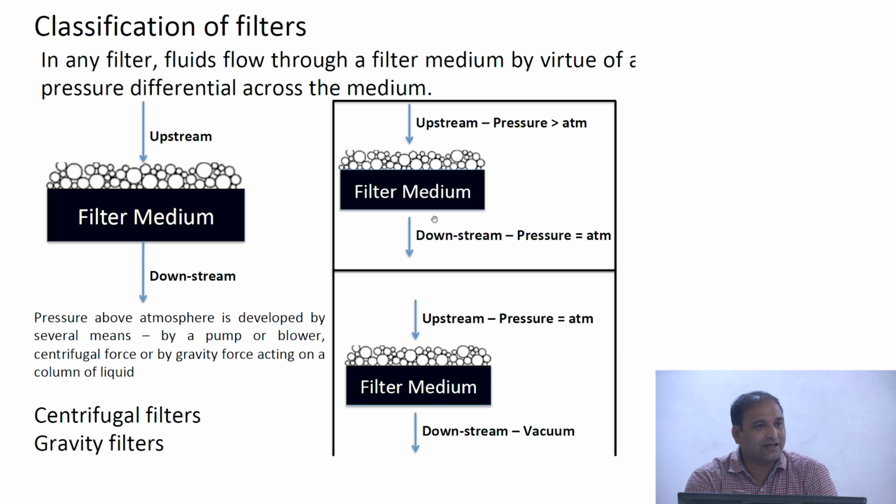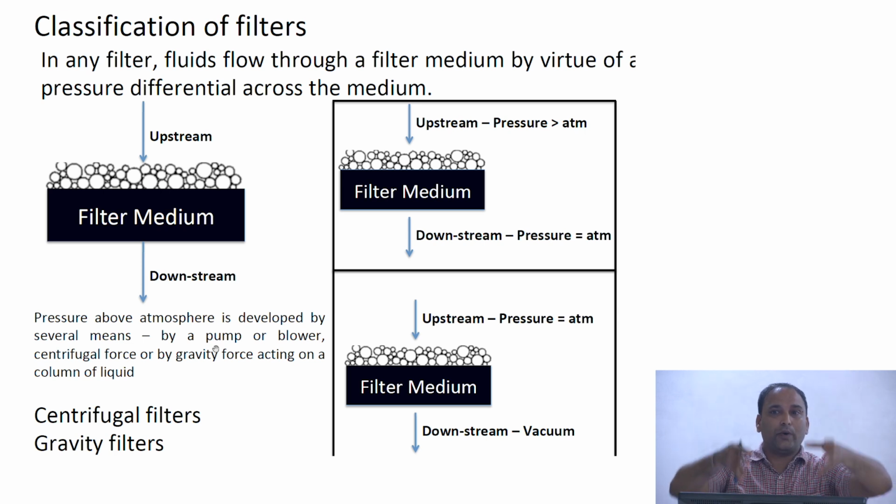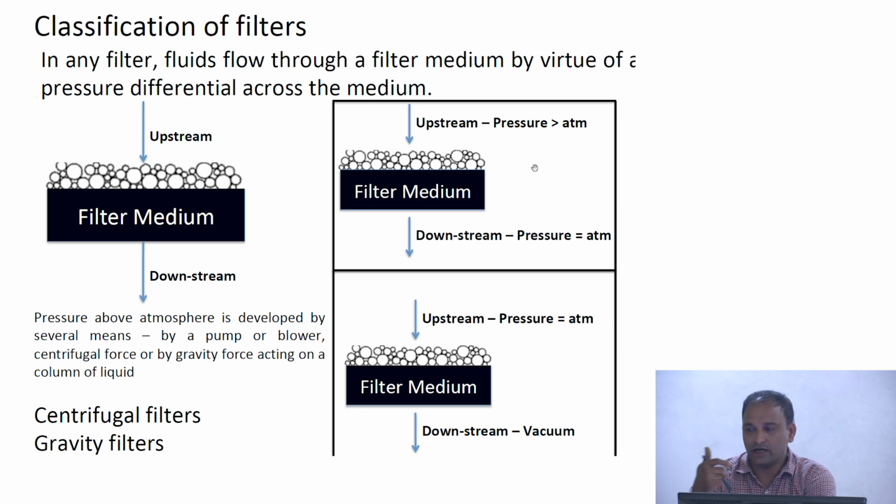And of course there are different ways of applying a pressure. For example, I can use a pump or a blower, or a centrifugal force, or I can have a filter medium with a long column of liquid above it. So there are different ways by which I can apply a pressure greater than atmospheric pressure. Therefore, in terms of the pressure differential across the filter medium, you can classify the filters into two categories. One is the pressure filters, the other one is what is called vacuum filters.